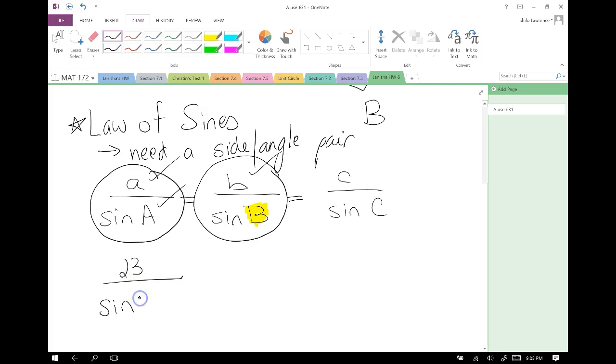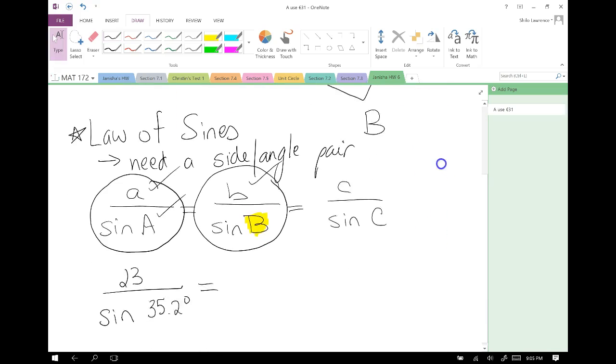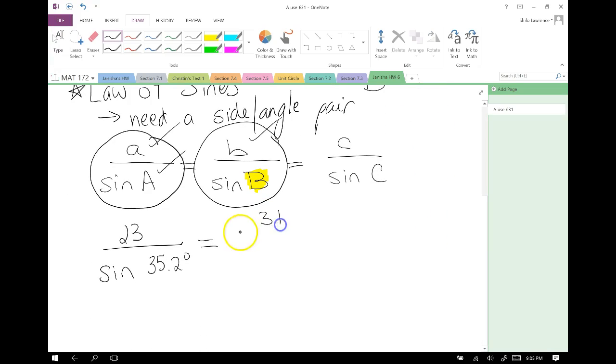Angle A is 35.2 degrees. Side B is 31. And we don't know angle B. That's the one unknown in this equation. And we want to solve this equation for angle B. So I'm going to start off by cross multiplying.